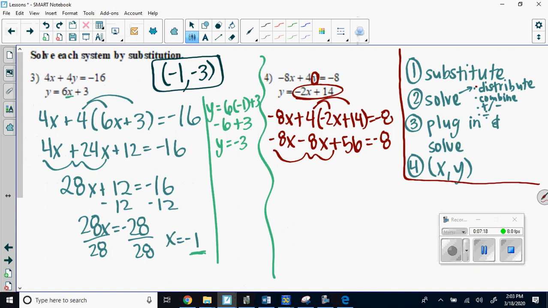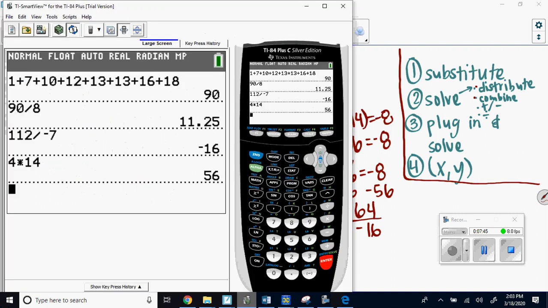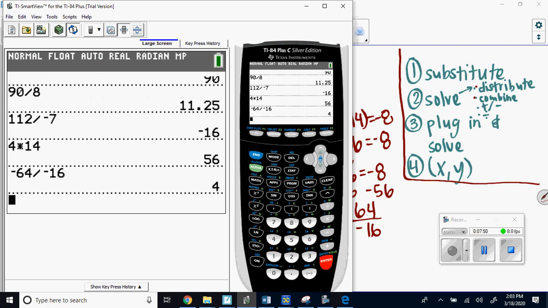Then we combine our like terms. That does not make 0. It makes negative 16x plus 56 equals negative 8. Subtract the 56. So we get negative 16x equals negative 64. Divide by negative 16. And negative 64 divided by negative 16 is 4.